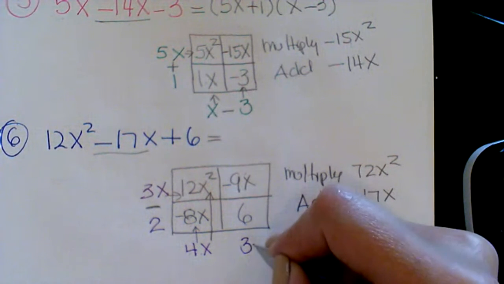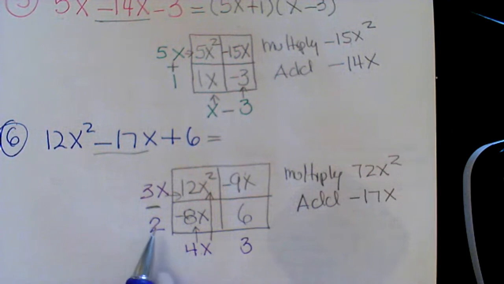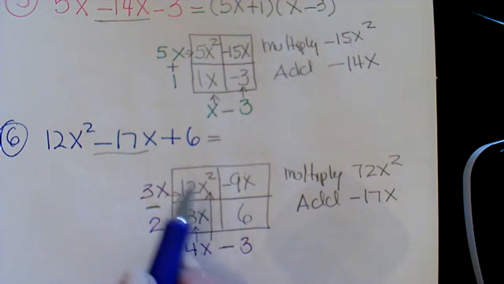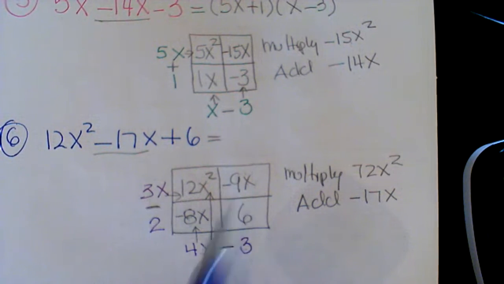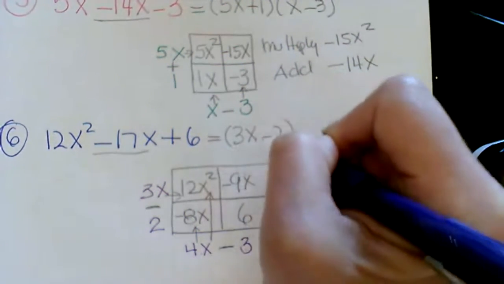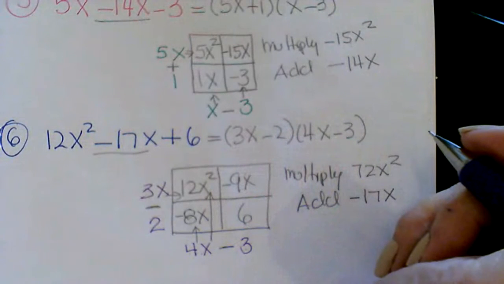Now, this one. If I multiply 3 times negative 2, it's not going to give me a positive 6. So this has to be negative. Negative 3 times negative 2 will give me a positive 6. Negative 3 times 3x would be negative 9x. So my answer here is going to be 3x minus 2 times 4x minus 3.